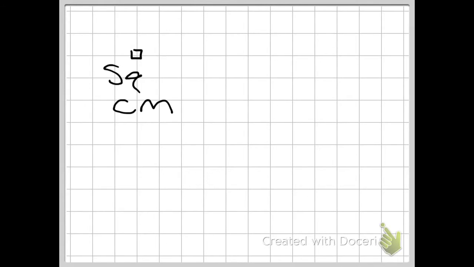Now the reason we called it a square centimeter is it was a square that was a centimeter long on each side, just like right here. And the reason we called it a square inch is because it was a square that was an inch on each side, so it was a square inch.